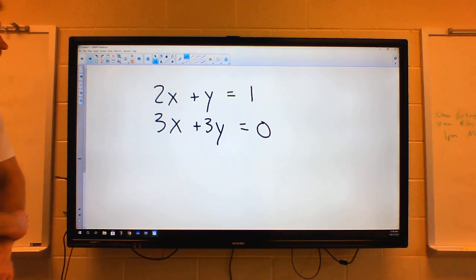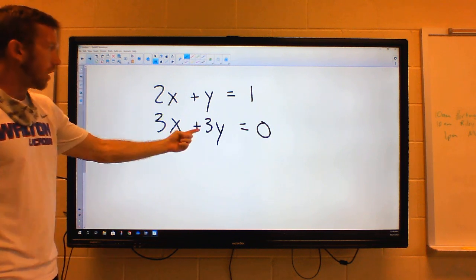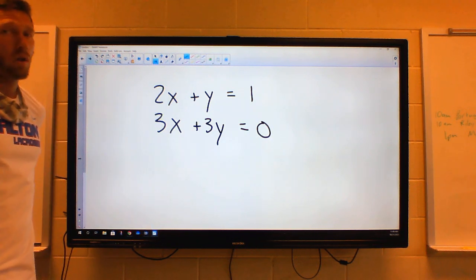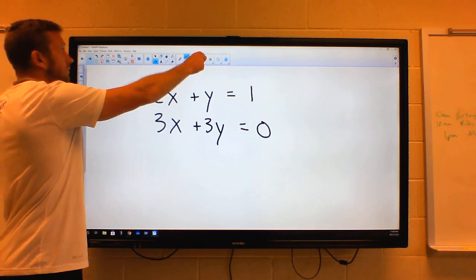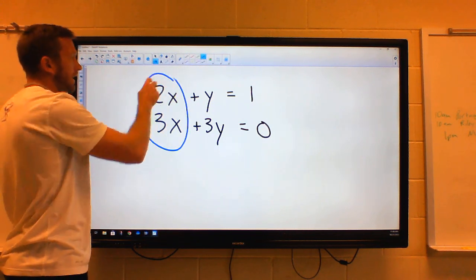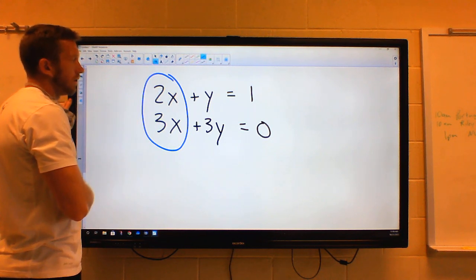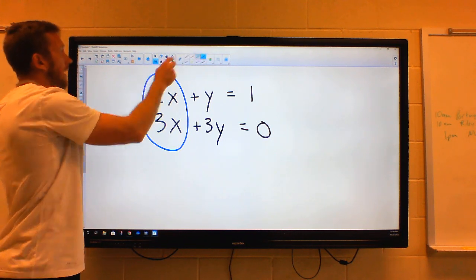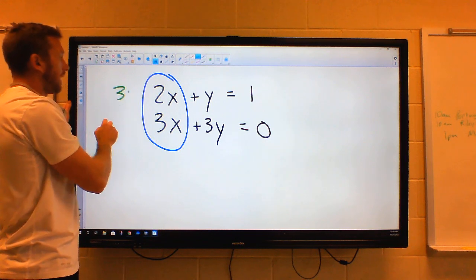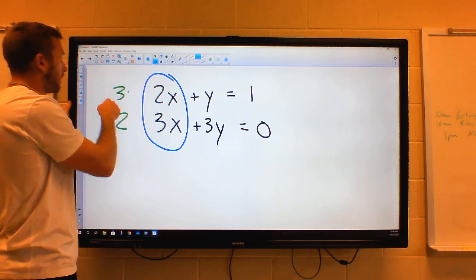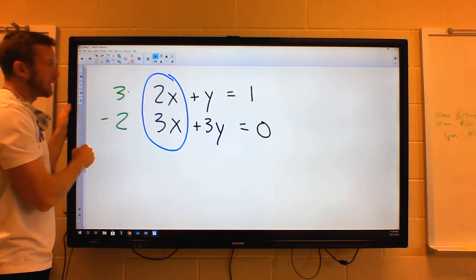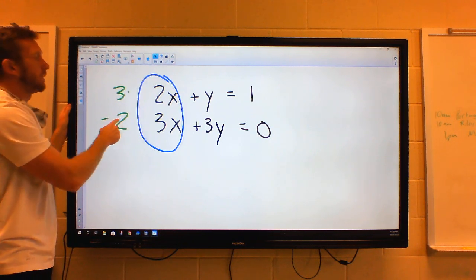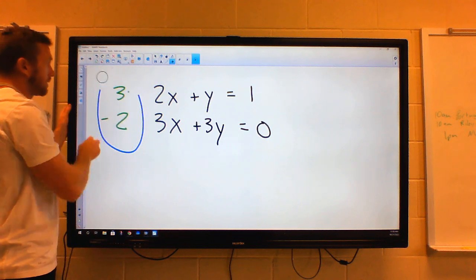This problem. Notice now, none of our terms are equal, and they all have the same sign. So there's several options. I can choose to eliminate the x's, but that would mean I would have to multiply the top by 3 and the bottom by 2. And one of them would have to be a negative, so either negative 3 or negative 2, because I need the signs to be opposite. But that means I have to multiply both equations.